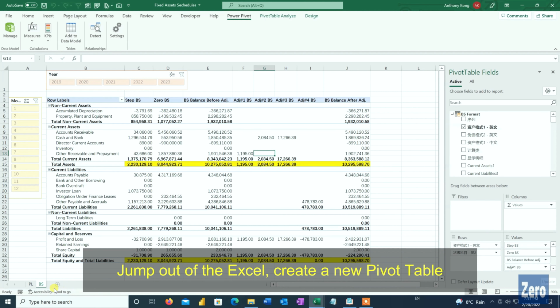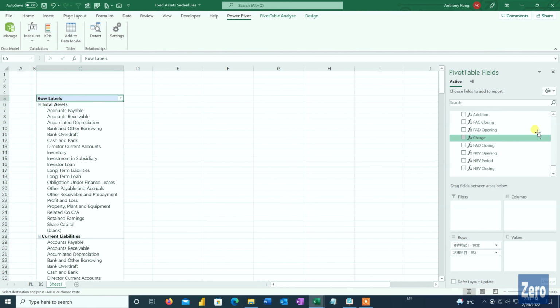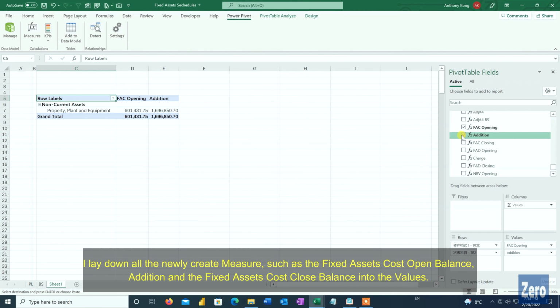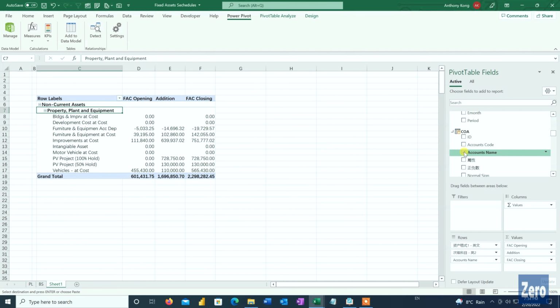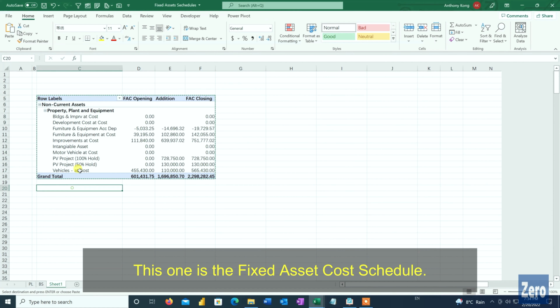Jump out of Excel and create a new pivot table. In rows, above uses the profit and loss format, first tier accounts, and chart of accounts, second tier accounts. I lay down all the newly created measures, such as the fixed assets cost open balance, addition, and the fixed assets cost close balance, into the values. This one is the fixed asset cost schedule.